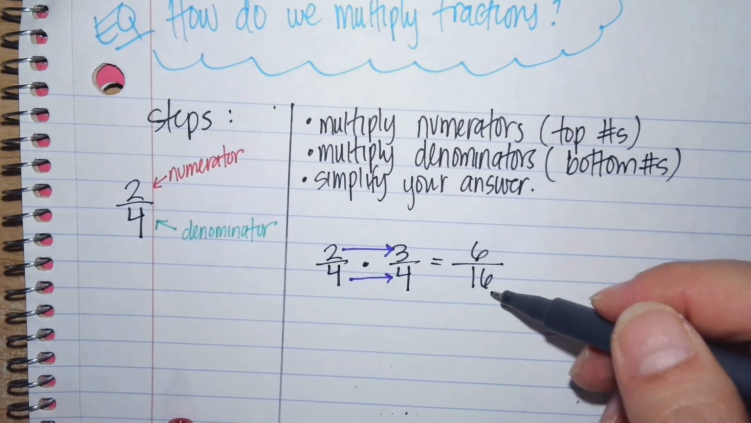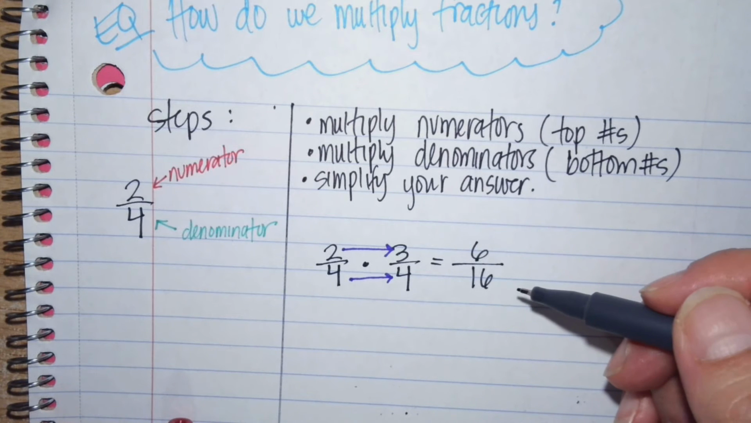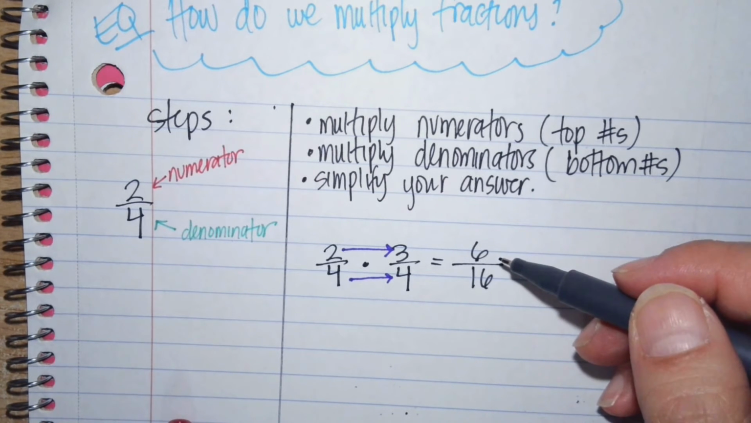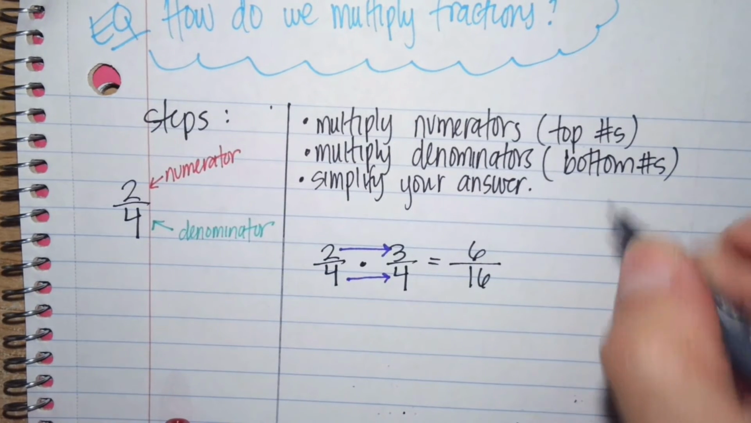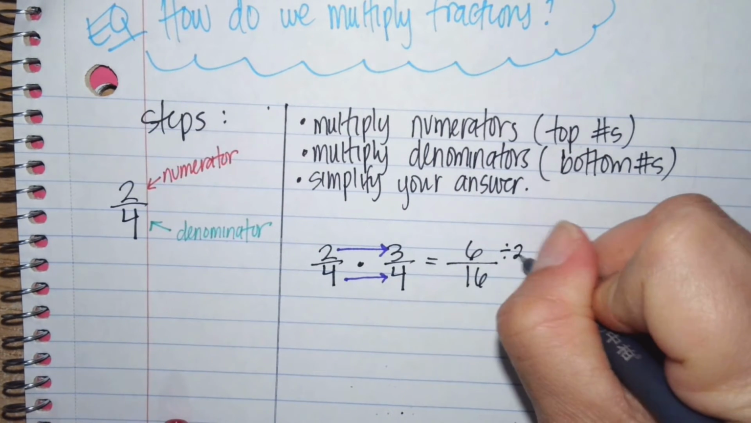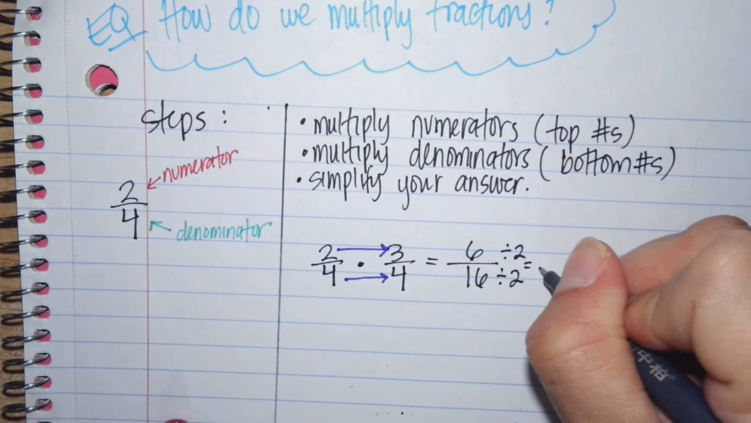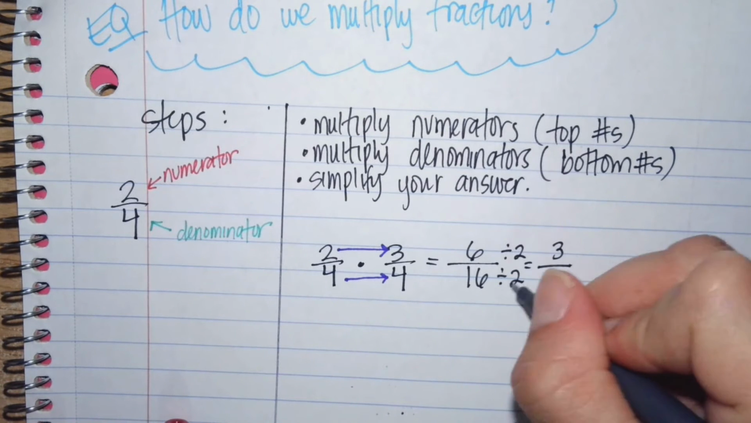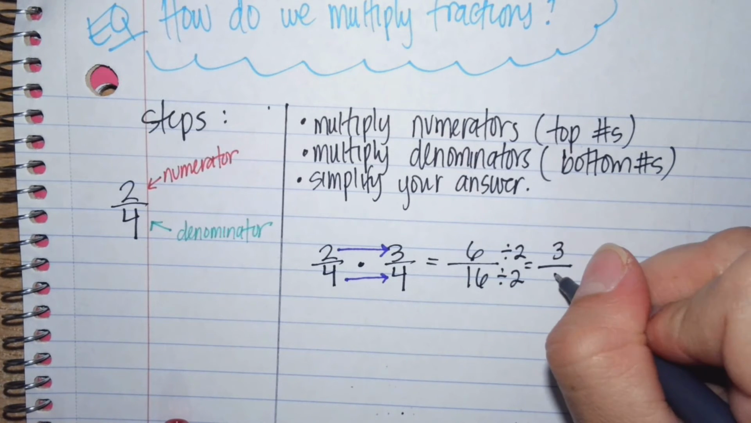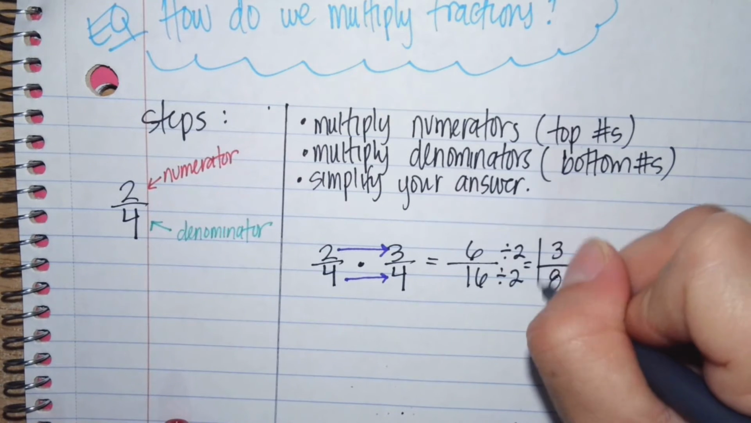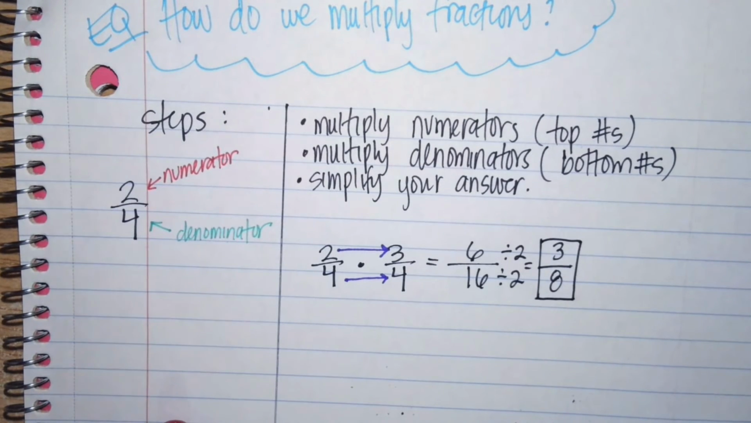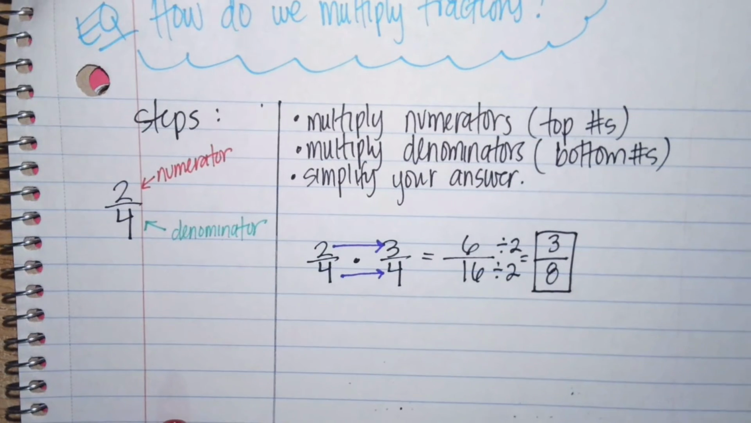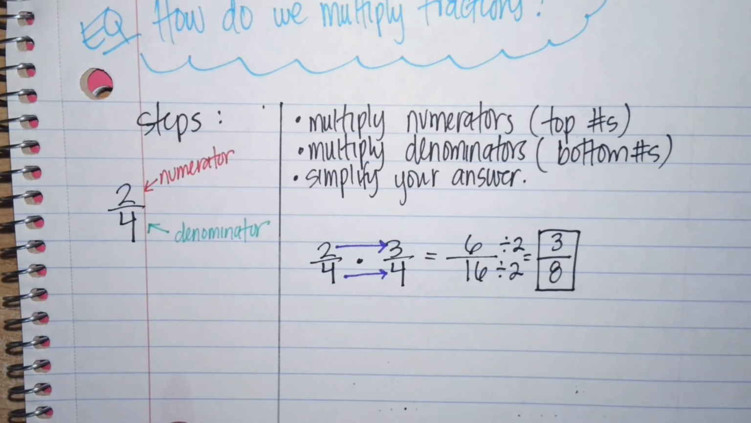And then we're going to ask ourselves, do 6 and 16 have anything in common? In this case, we both know that 6 and 16's greatest common factor is 2. So we're going to divide top by 2, bottom by 2. And our final answer here, when we multiply these fractions, is going to be 3 over 8. And then we're done. Remember, you have to simplify your answer. So if you have a fraction where you know that something can be divided by them, then you need to make sure that you simplify fully.